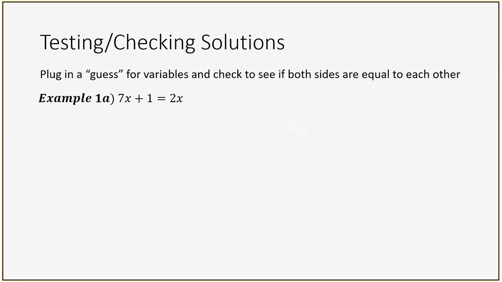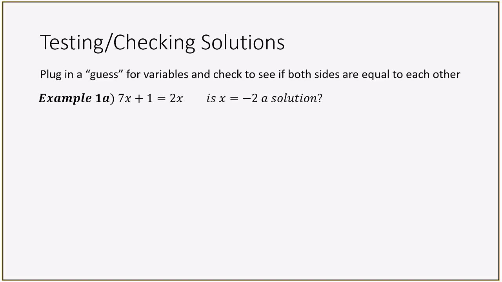So for starters, since this is a process where there are a lot of things that can go wrong along the way, it is very helpful to know how to check a solution or test a solution. In this case, we have 7x plus 1 is equal to 2x. And yes, we haven't talked about how to solve this problem, but we're introducing this concept. So let's say that we did know how to solve this problem. We got a result that says x is equal to negative 2. How do we test it?